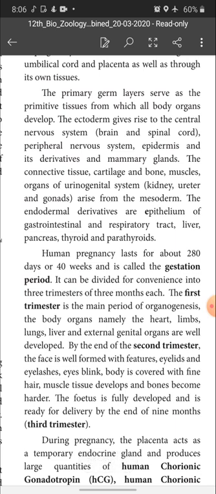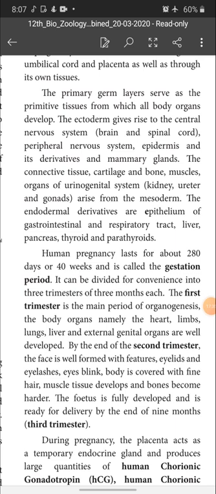It can be divided for convenience into 3 trimesters of 3 months each. In the first trimester, which is the main period of organogenesis, the body organs, namely heart, lymph, lung, liver and external genital organs, are well developed.